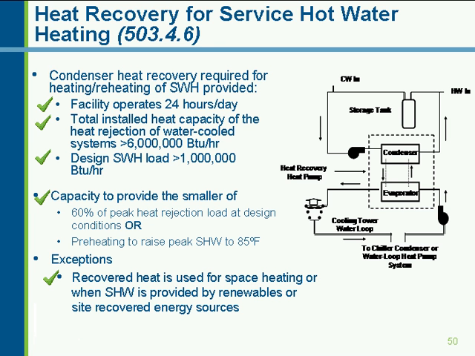This requirement comes into play, and you can reject heat from the chiller's condenser to preheat the service hot water instead of rejecting that heat to a cooling tower, which would basically be wasted heat going out to the cooling tower. Instead, you could use it to preheat the service hot water. So it's basically free. And it applies to facilities that operate 24 hours a day, that have a heat rejection load of at least 6 million BTUs per hour from the water-cooled chiller, and a service hot water load of minimum 1 million BTUs per hour, design service hot water load.